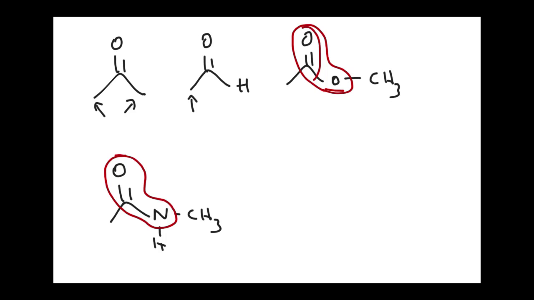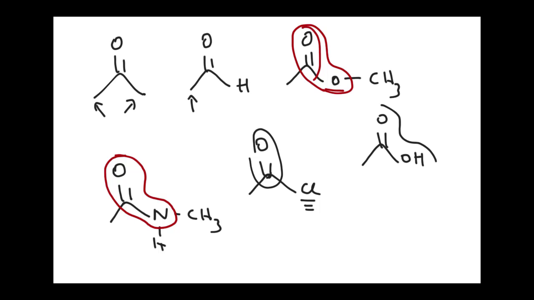And finally we have the acid chloride, which has the carbonyl group, but it also has a halogen attached to the same carbon. And at last we have the carboxylic acid, which has the hydroxyl group and the carbonyl group attached to the same carbon. Now in this class as well is the nitrile.